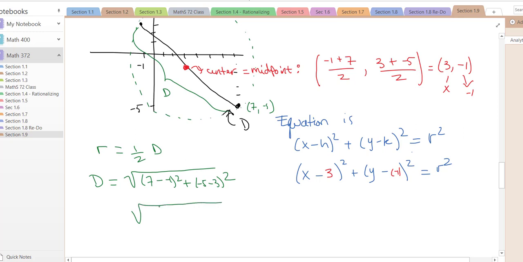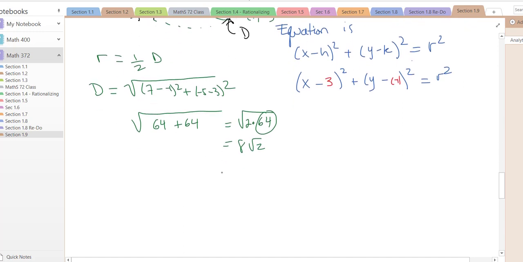And so as you do this, 7 minus a minus becomes plus. So I get 8 squared is 64. -5 minus 3 is -8 squared. That's 64 again. So this is the square root of 2 times 64, right? 64 plus 64 is 2 of them. But I know the square root of 64 is 8. So this is 8 root 2. So that's the diameter. So the radius is half the diameter. So the radius is 1/2 of 8 root 2, which is then 4 root 2.